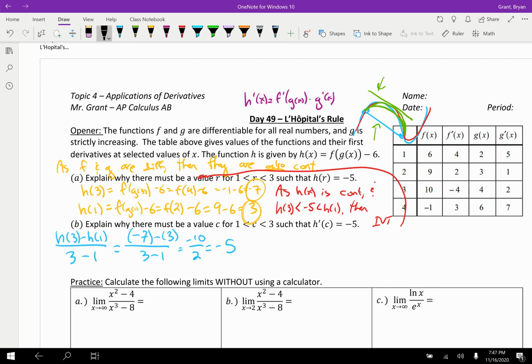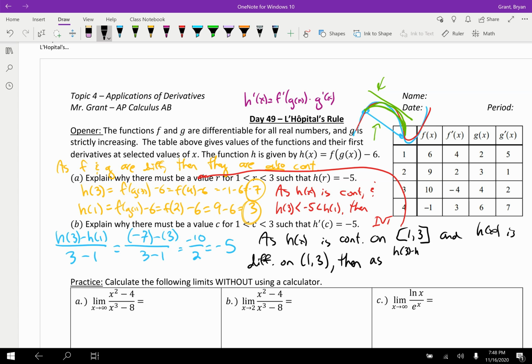How do we conclude here? As h of x is continuous on 1 to 3, and h of x is differentiable on 1 to 3. I should just use parentheses here, probably easier. Right, that's our preamble for our MVT every time. Then, as h of 3 minus h of 1 over 3 minus 1 equals -5, the MVT, and this is where I get very lazy, explains why there must be a value c for 1 less than c less than 3 such that h prime of c equals -5. Great. That's that.